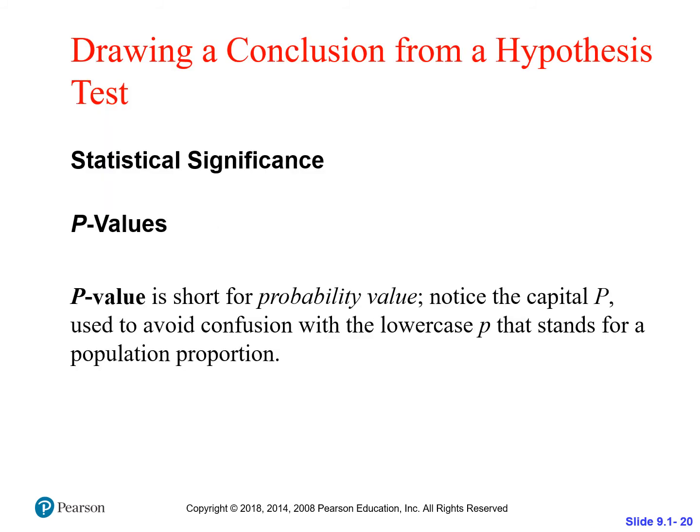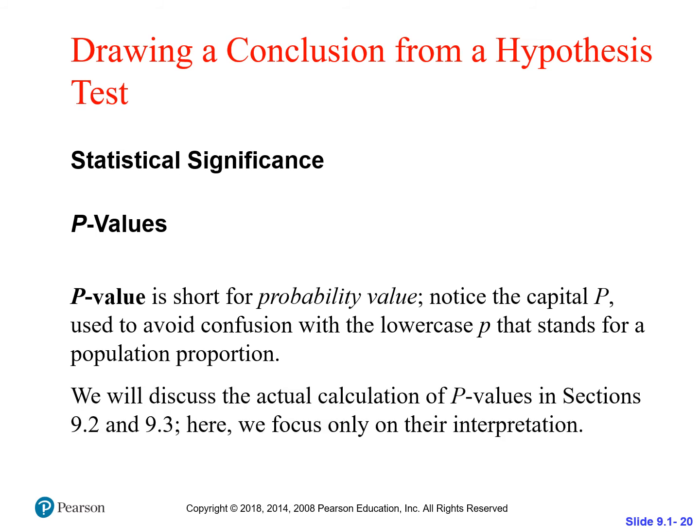Okay, so p-values. P-value is short for probability value. Notice we use a capital P to avoid confusion with the lowercase p, which stands for population proportion. We are not going to cover 9.2 and 9.3, but you're certainly welcome to read ahead in your ebook and look at those if you want.